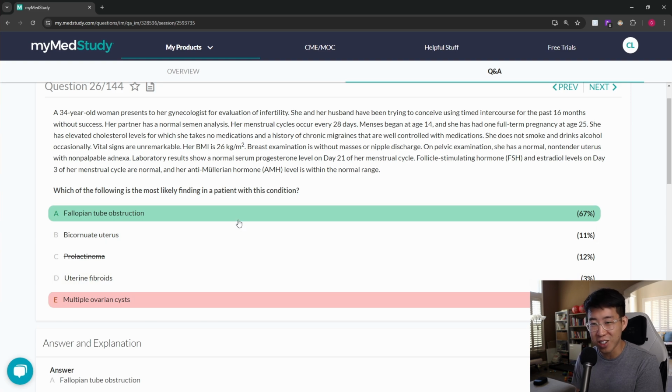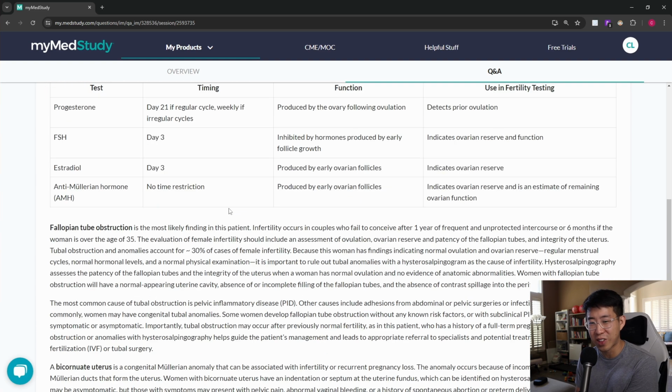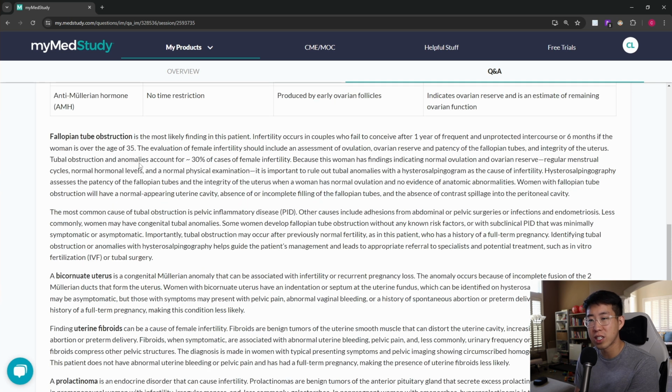And we are wrong. So the correct answer is fallopian tube obstruction. I haven't really heard of that very much. So tubal obstruction and anomalies account for 30% of cases of female infertility. Because this woman has findings indicating normal ovulation and ovarian reserve, regular menstrual cycles, hormones, and physical exam, it is important to rule out tubal anomalies with a hysterosalpingogram as the cause of infertility.